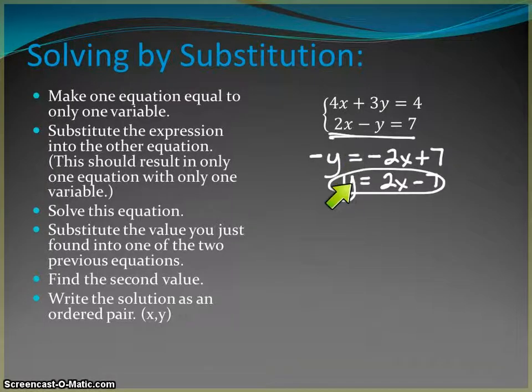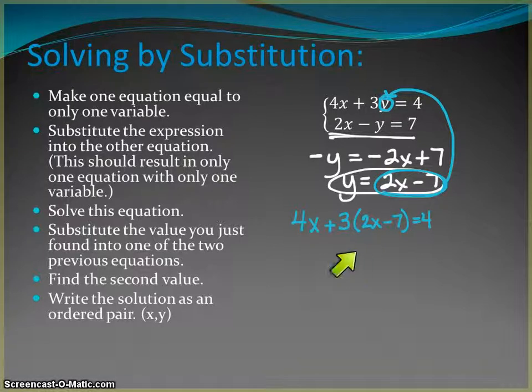And now here comes the substitution part. So now that we know that y by itself is equal to the expression 2x minus 7, I'm going to take that 2x minus 7 that I got right here, and this is where the substitution comes in. It's going to substitute into the other equation in my system for y. So we're going to set up a new equation that is going to result in only having one variable, the x's or the y's. So we'll keep the 4x, we'll keep the 3, and then where the y was before, we'll put in our expression 2x minus 7, and then equals 4.